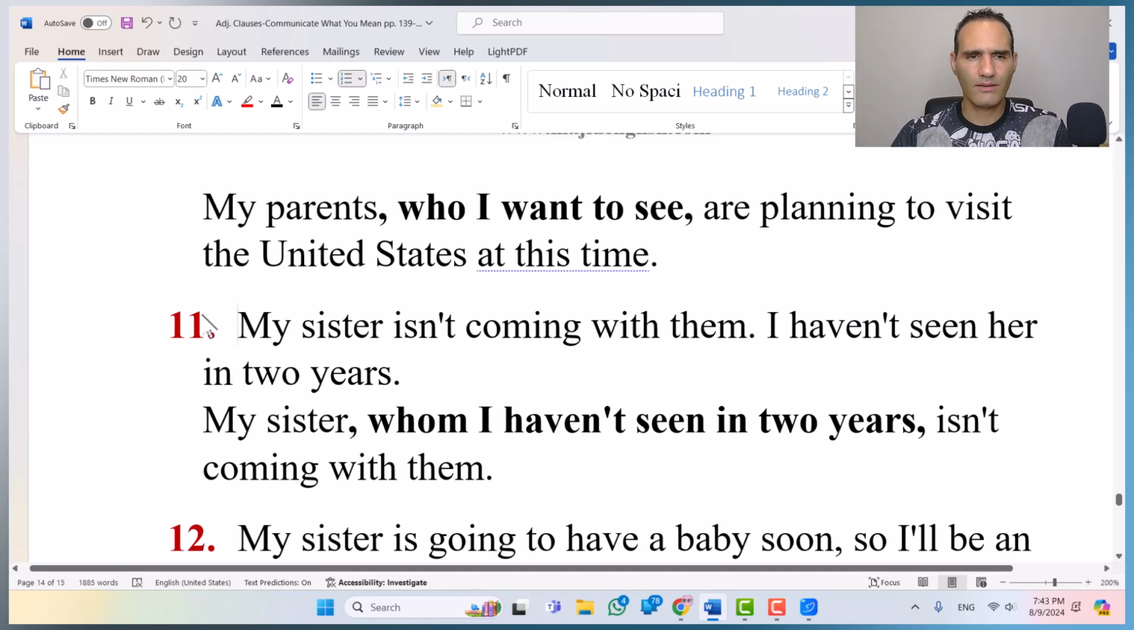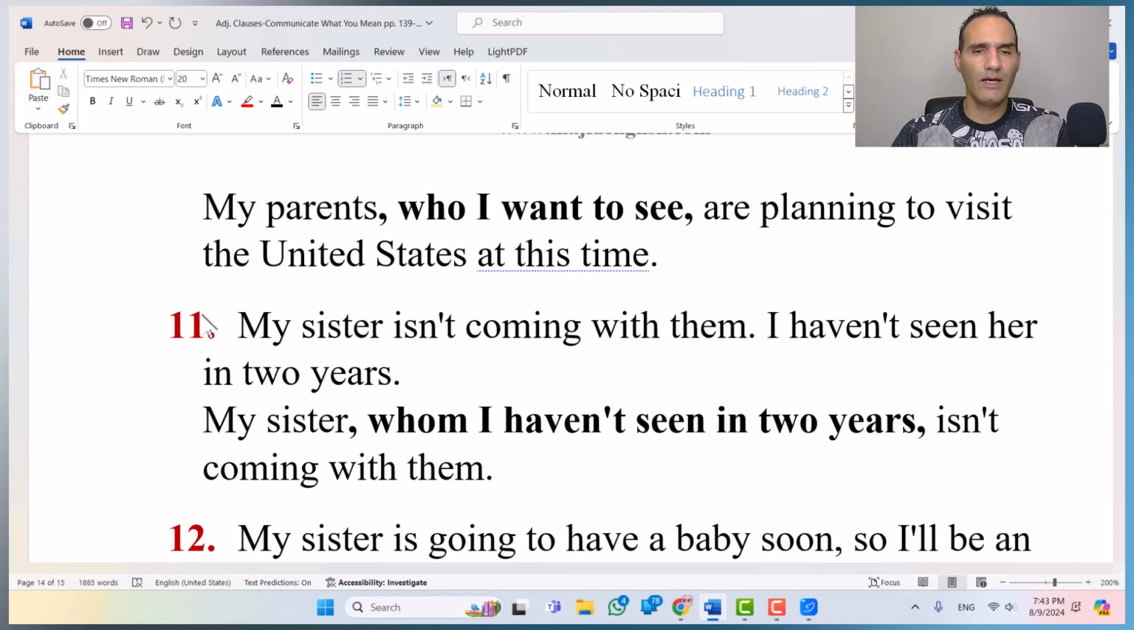And it is a necessary adjective clause, so we cannot omit the relative pronoun. Number 11: my sister isn't coming with them. I haven't seen her in 2 years. My sister, whom I haven't seen in 2 years, isn't coming with them. So I put 2 commas.